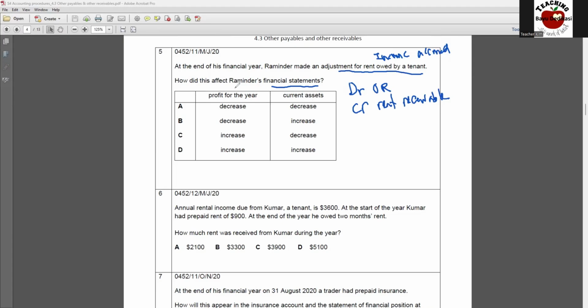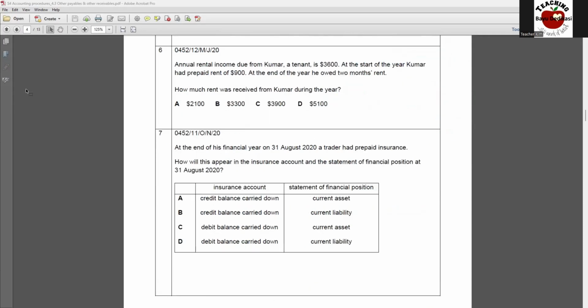This one is a profit or loss. So when we adjust, because income, when we credit, that means this income credit, profit will increase because income increases. This one is a current asset. Debit, current asset, debit is an increase. So the answer should be D. Okay, question 6.